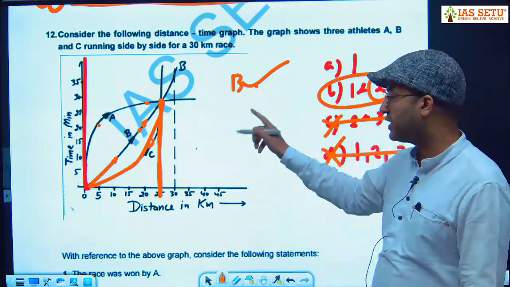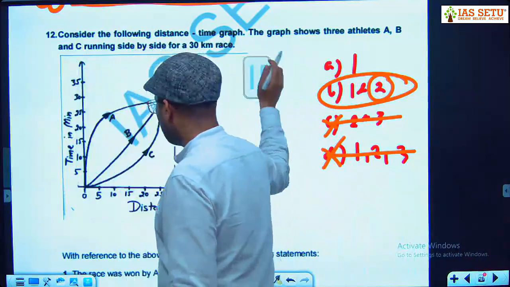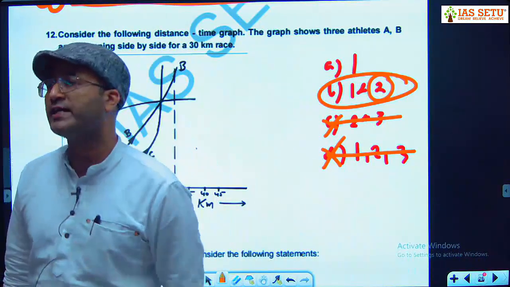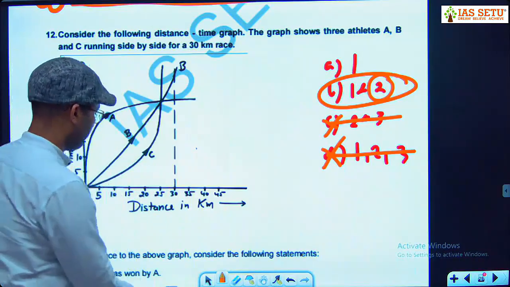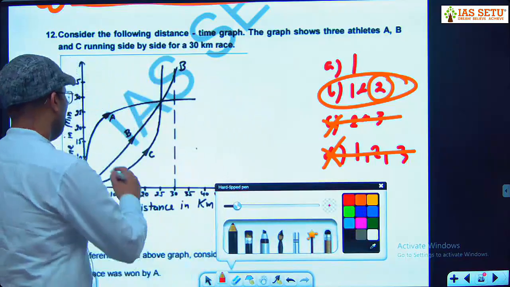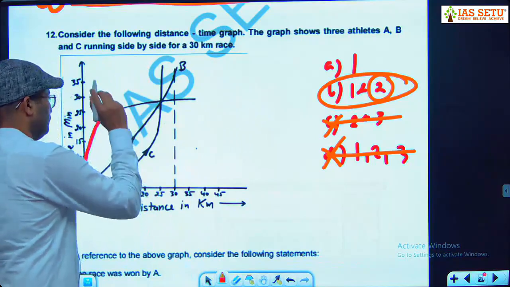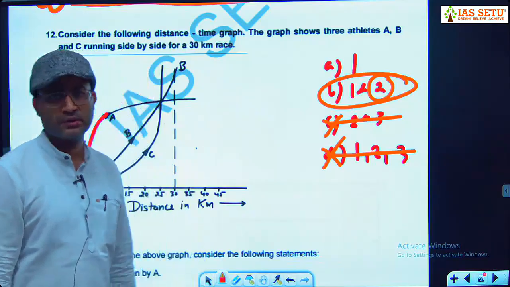Now we check statement number 1. The race was won by A. And this A, B, C actually represent 3 types of aspirants. You decide, ठीक है, आप क्या हैं इनमें से. A, in starting very slow, not serious about UPSC preparation.